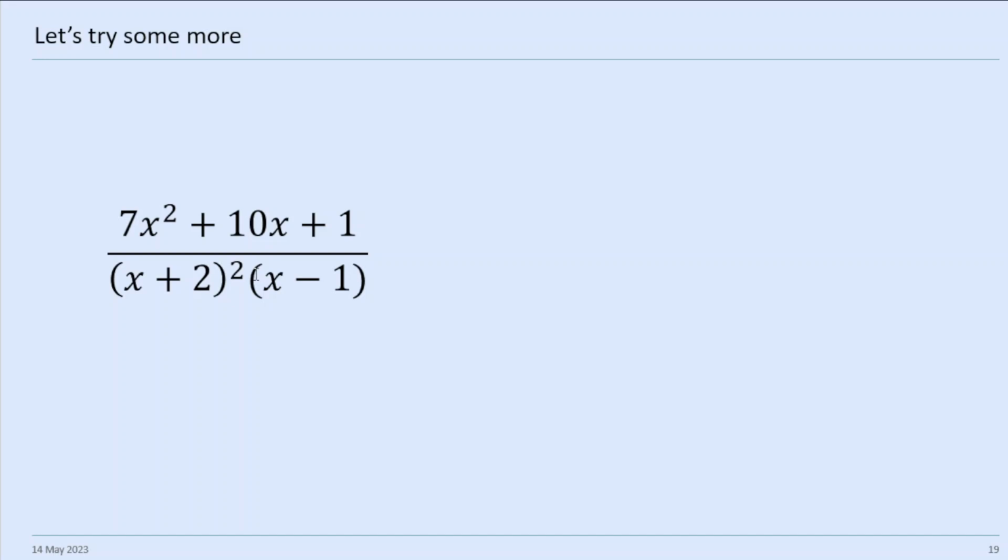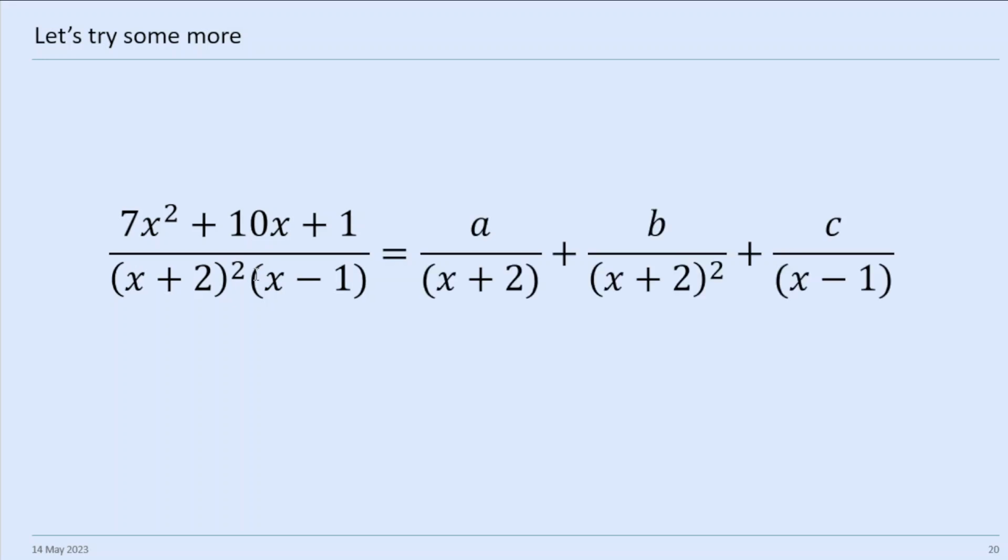Let's try some more. This is a more complicated one. So 7x squared plus 10x plus 1 over x plus 2 squared times x minus 1. So we're going to decompose that into three partial fractions, a over x plus 2, b over x plus 2 squared, and c over x minus 1. So when we've got a repeated factor like this, x plus 2, we can't put in x plus 2 twice. So we put in x plus 2, and then we put in x plus 2 squared.